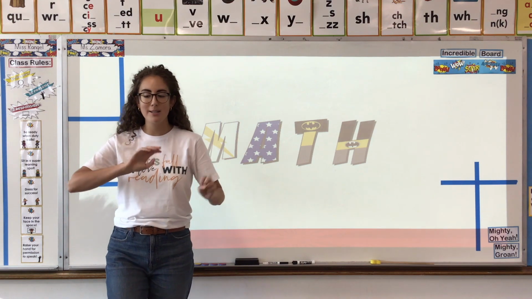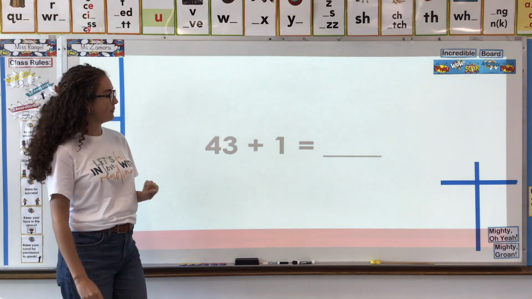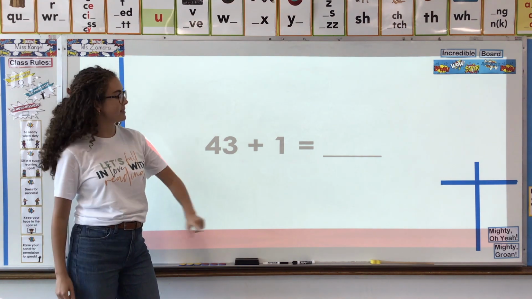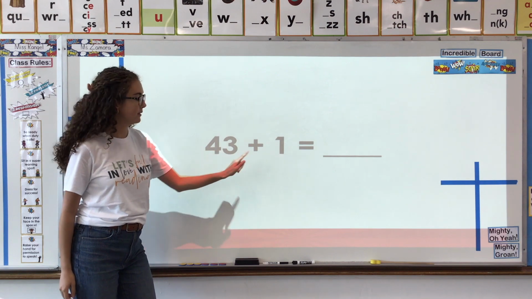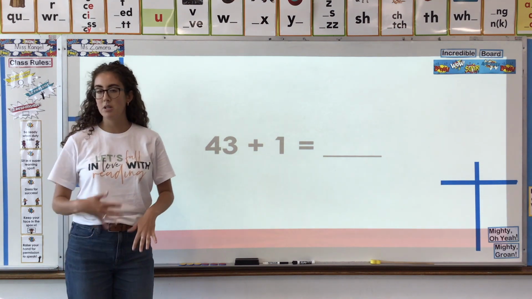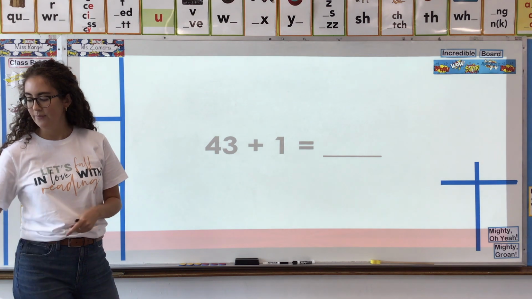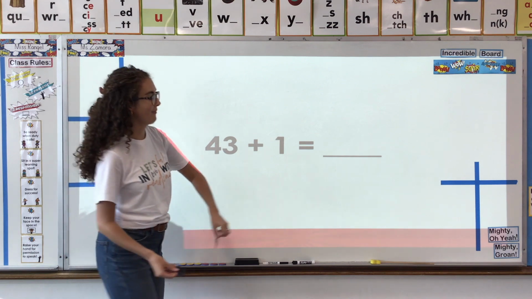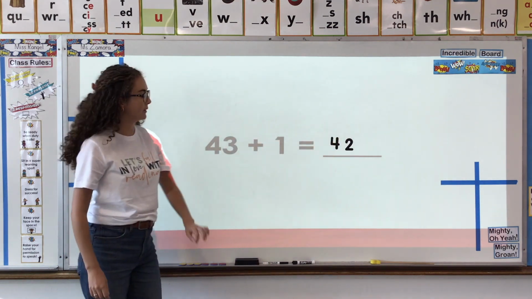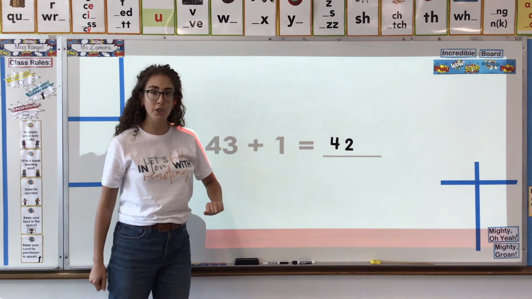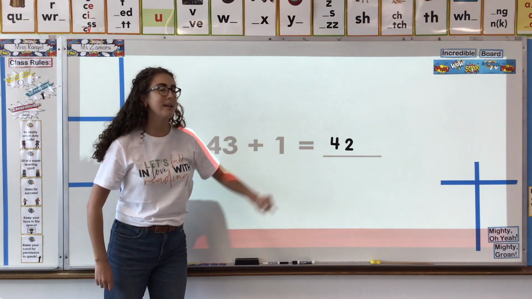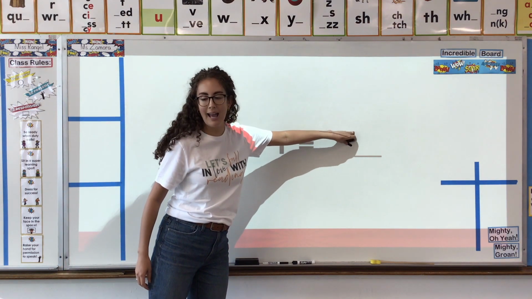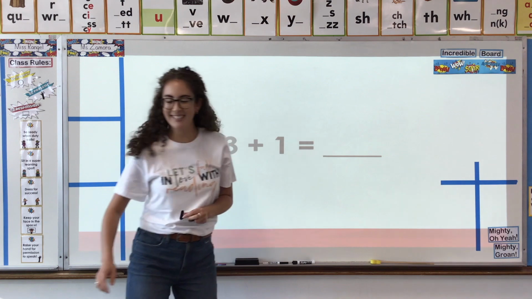So let's use our mental math. Okay, 43 plus 1. How can we solve this? We're adding a ones. So 3 plus 1 equals, so what is this? 4. 3 plus 1 equals 4. So 43 plus 1 equals 44. Good job. We're working to do this in our heads. And there we go. Next one.